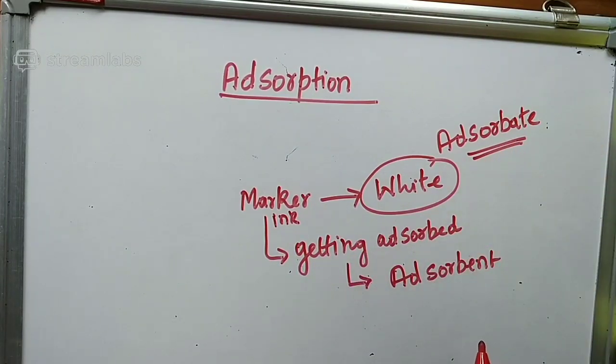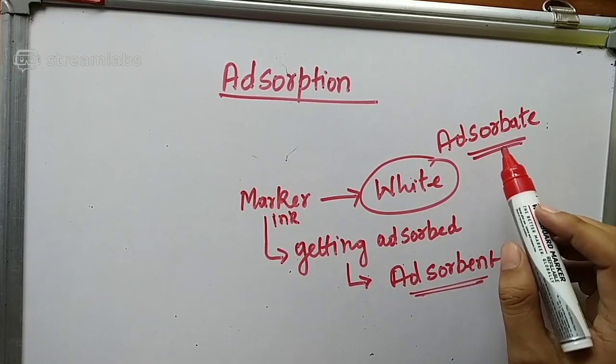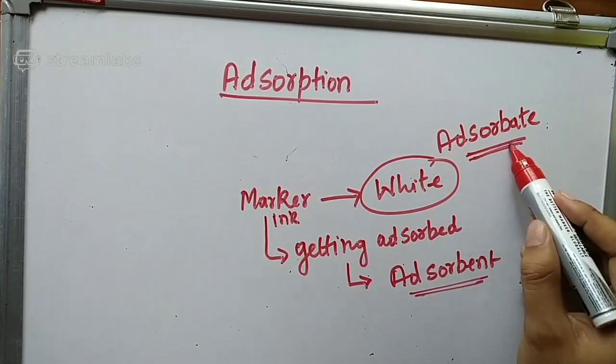Is it clear, students? So what is said to be adsorbent and what is said to be adsorbate? The one which is getting accumulated and the one which allows that. So what is it called as? The substance which is being adsorbed. Here it is marker ink, that is called as adsorbent. The one which is giving scope for adsorption, that is called as what?